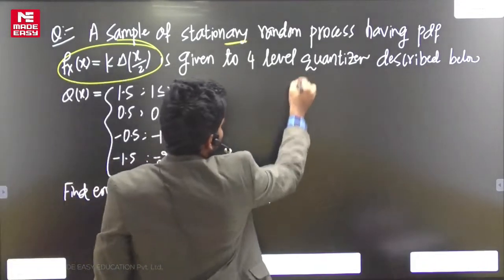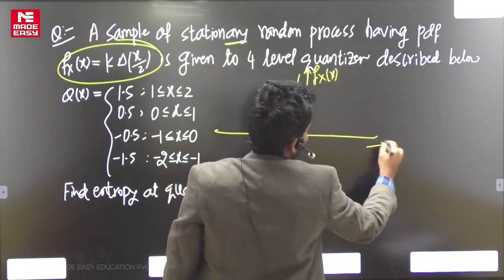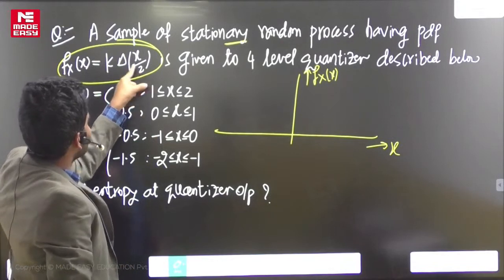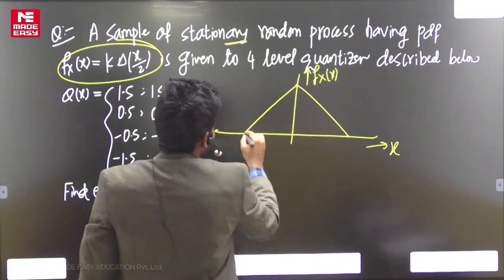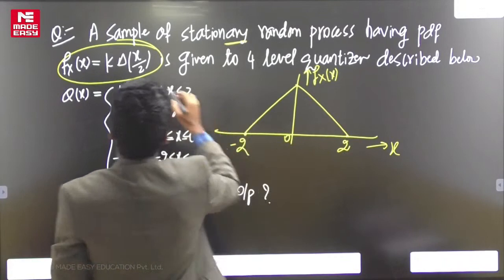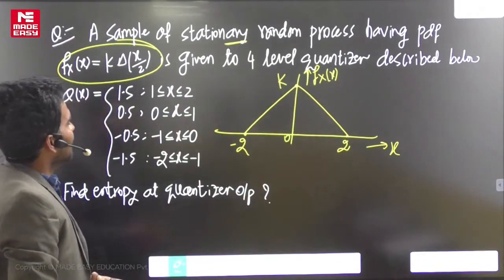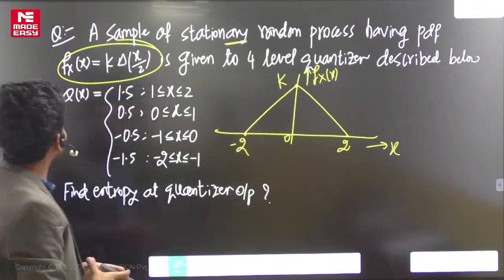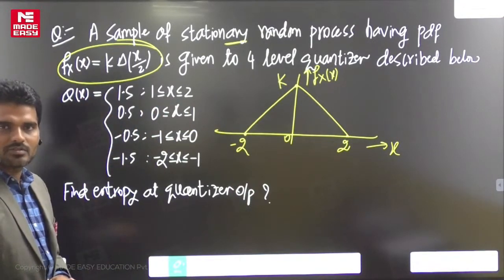The density function is Fx of x equal to k, for x within delta x by 2. If you plot fx of x with respect to x, you see the denominator 2 here, so it is a rectangular pulse. Here the denominator is 2, so this is from -2 to 2, and the height here is k. So it is the density function of x given. And this random variable x is given to a 4-level quantizer, described as below. So 4 quantization levels are available with the quantizer.